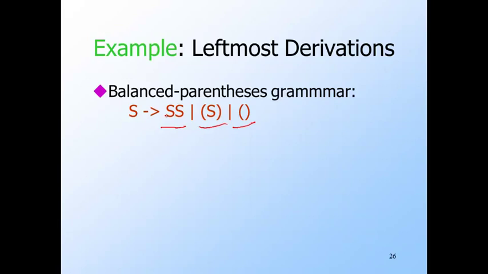We need to prove that every string of balanced parentheses can be generated by this grammar. The proof is not too hard, but we're not going to do it here.